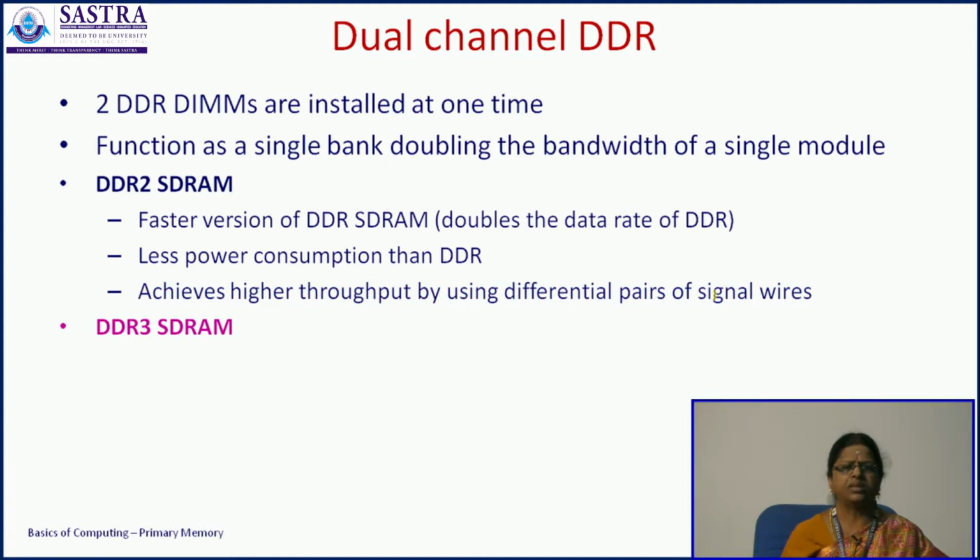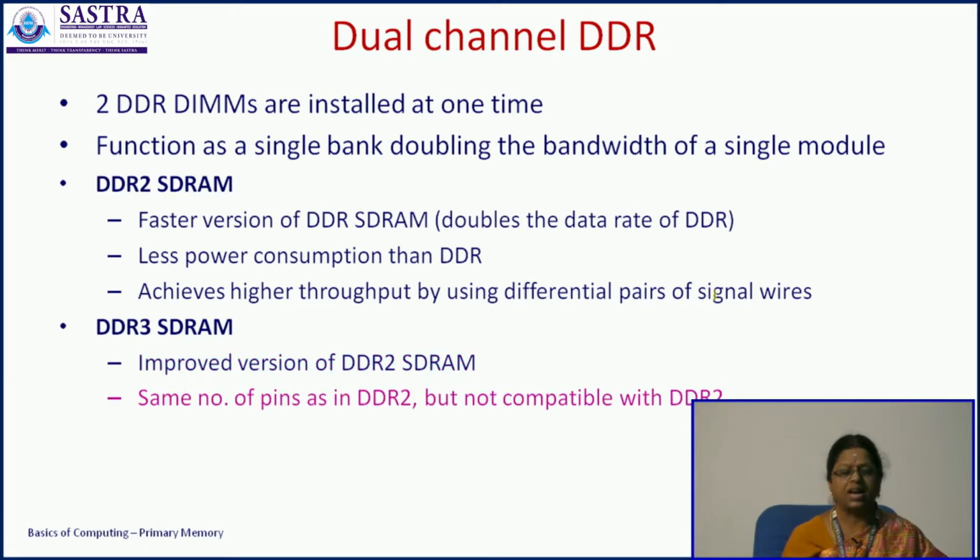The other type is DDR3 SDRAM, which is an improved version of DDR2 SDRAM, wherein we have the same number of pins as in DDR2, but it is not compatible with DDR2. It means if this DDR2 RAM fails, we cannot replace it with DDR3.